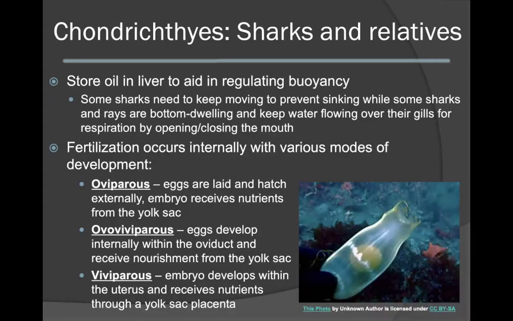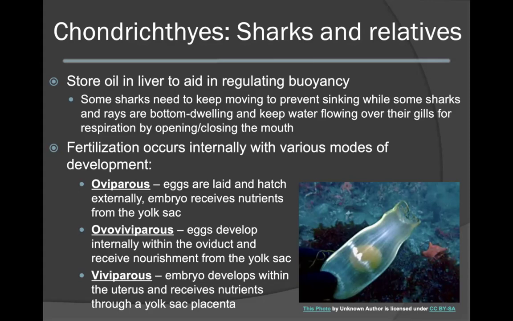An important adaptation in sharks is the ability to store oil in their liver. This greatly aids in the ability to regulate their buoyancy. As a result, some sharks need to keep moving in order to prevent sinking. However, some sharks and also rays are bottom-dwelling. As a result, they need to maintain water flow over their gills for respiration. They typically do so by opening and closing their mouth and forcing the water over their gills.